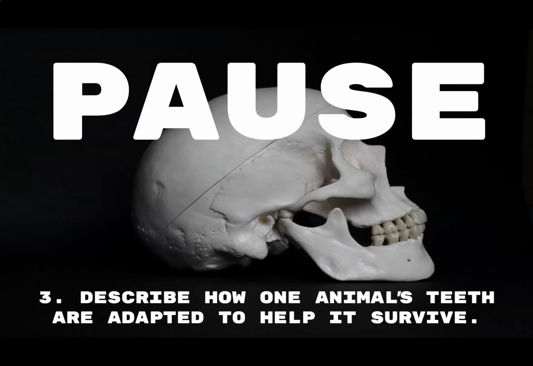So pause your video. Let's answer your third and final question on your Google form. Describe how one animal's teeth are adapted to help it survive. So there are so many different animal species and so many different kinds of teeth and different adaptations. We just went through a few different examples, like an elephant, a shark, a snail, a snake. So tell me just one adaptation of an animal's teeth.